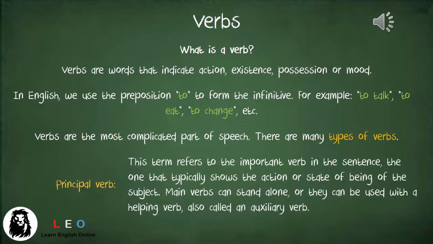Principal verbs. This term refers to the important verb in the sentence, the one that typically shows the action or state of being of the subject. Main verbs can stand alone, or they can be used with a helping verb, also called an auxiliary verb.